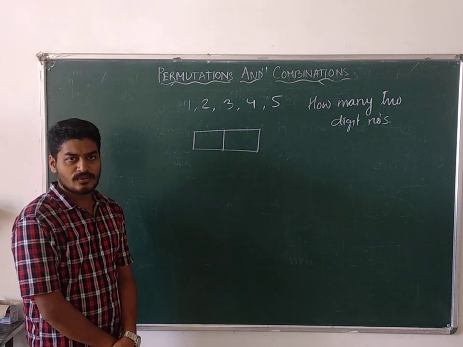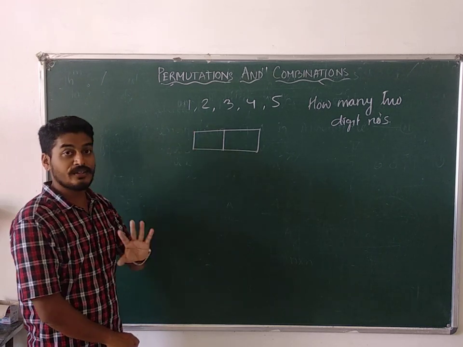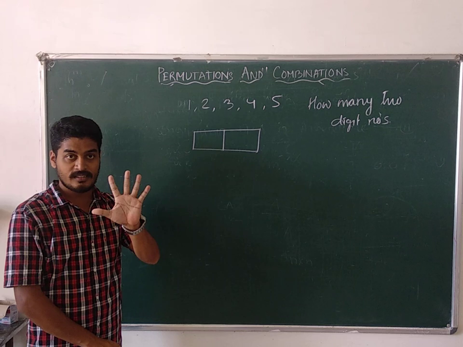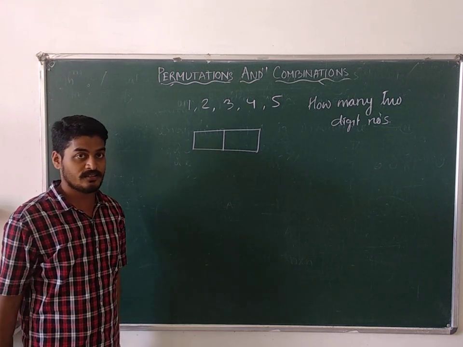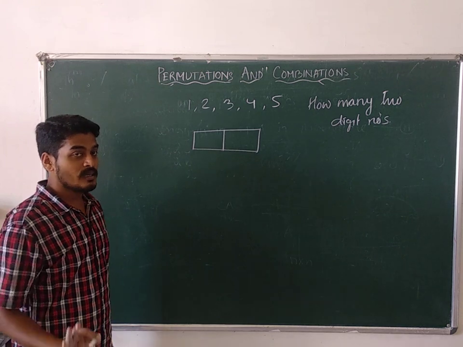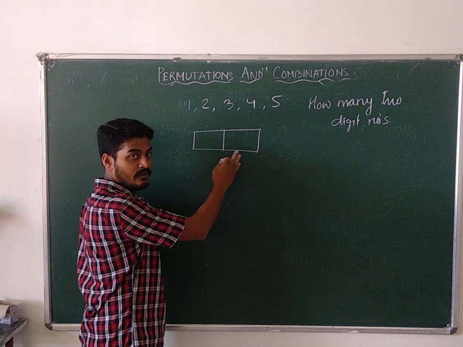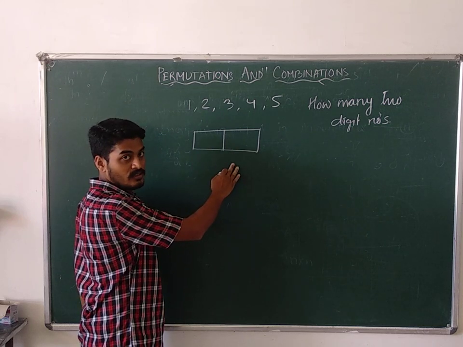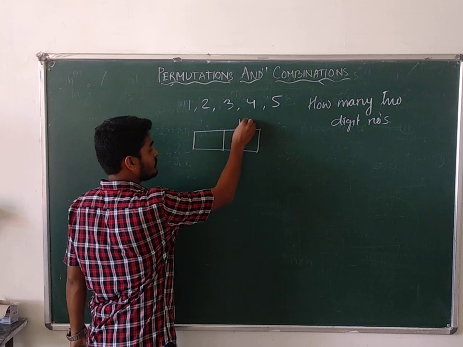You have to form a 2-digit number, which means 2 digits will be there. How many different objects do we have? Five different objects. Different means they are not the same: 1, 2, 3, 4, 5. Totally different objects. Since I have to form a 2-digit number, I have considered 2 different boxes. If I want to fill them up, this one is the unit place and this one is the tens place.